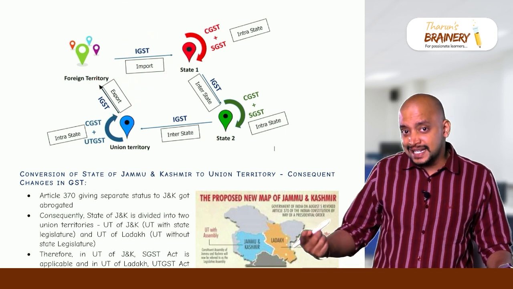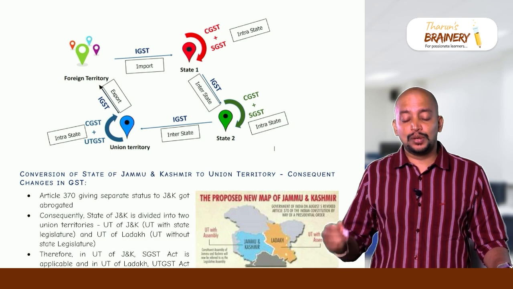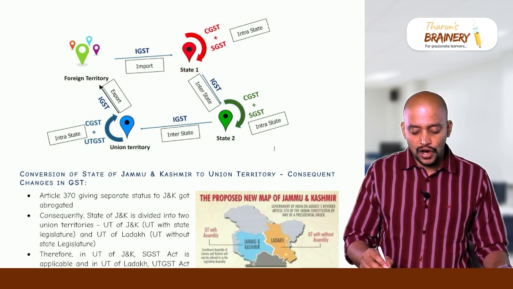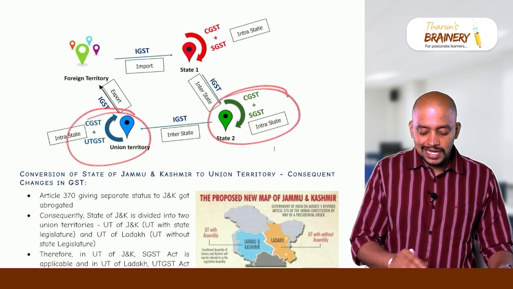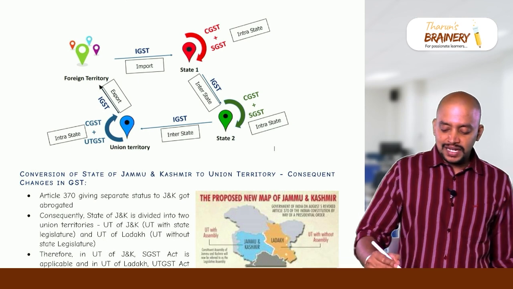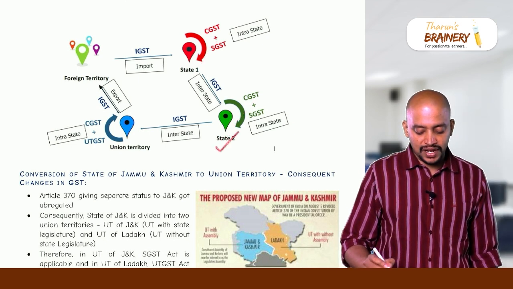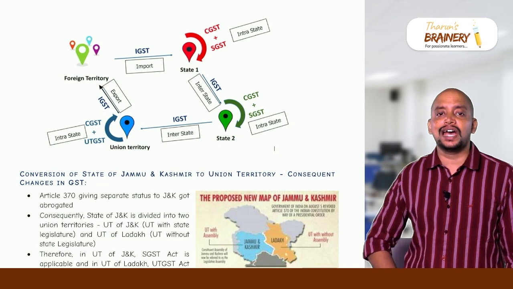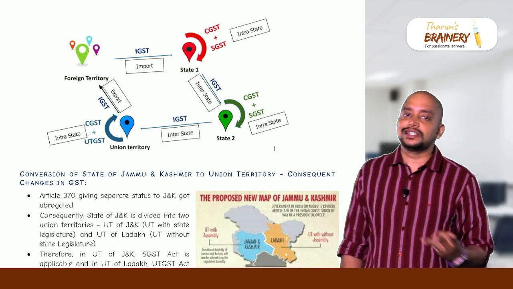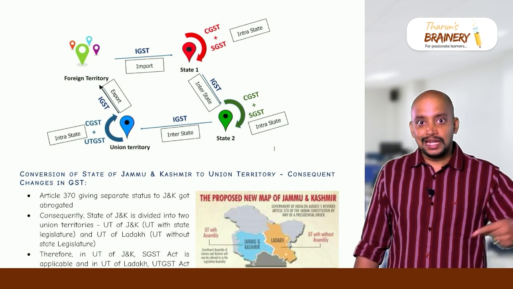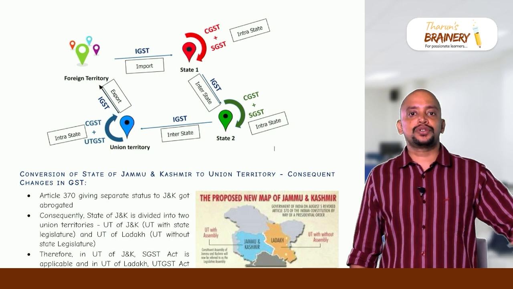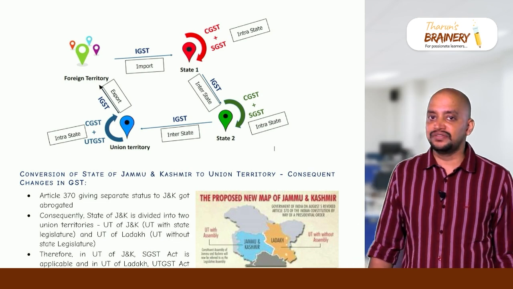Whereas CGST, SGST will be applicable only in case of intrastate, or within a union territory, then CGST, UTGST. From one state to another state or from one state to another union territory, it will be IGST. So when will IGST be applicable? IGST is applicable in 3 cases. Number 1, interstate. Number 2, import. Number 3, export.